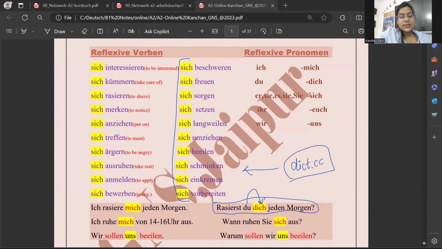If you see the sentence structure, we have a Ja-Nein-Frage. In the case of a Ja-Nein-Frage, we always have the verb at first place. Rasierst.